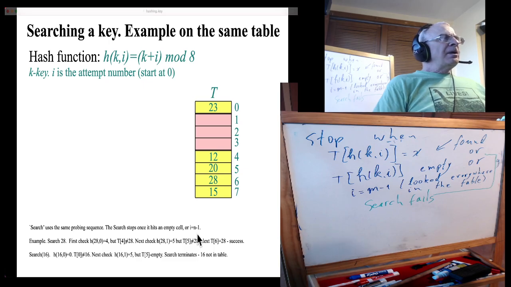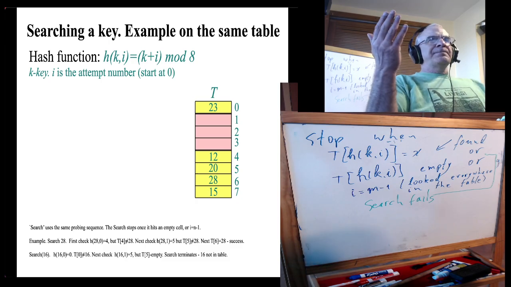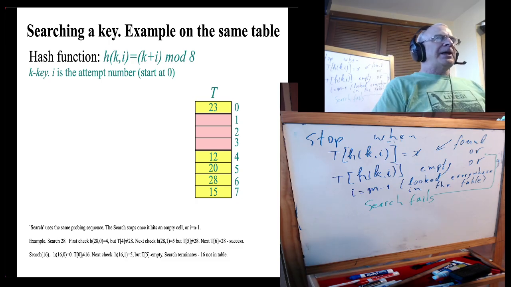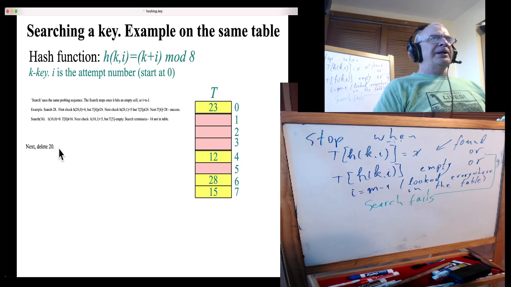Okay. So next, let's see how do I do deletion. Very simple. How could I do deletion in an array? I'm going to delete a key. I want to delete a key. I want to delete 20.